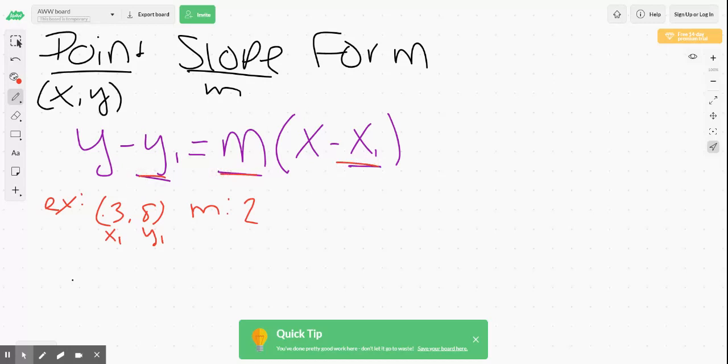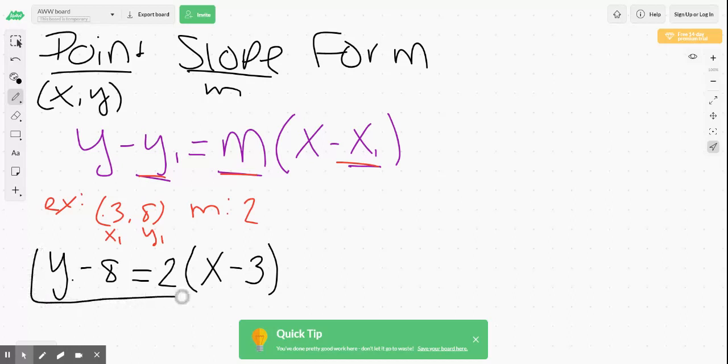So I have y, that y stays. We always need a y in our equation, so I have y minus my y1. So my y from all of this information is 8 equals the m, which was 2, that was given, parentheses x minus the x value from all of this is 3. And that's it. If a problem said, give me an equation, that is an equation. Now, we could take this a step further by converting it to slope-intercept form. In other words, getting y by itself. Or we could just leave it here.